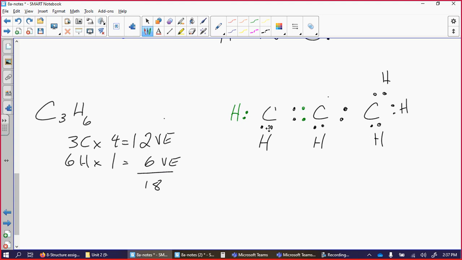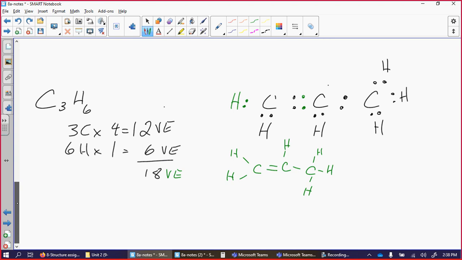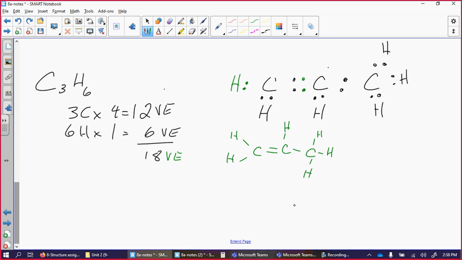So 2, 4, 6, 8, 10, 12, 14, 16, 18. We have 18 valence electrons. Carbon has 8. Carbon has 8. Carbon has 8. So that works. H, C, H, a double bond, C, H. Is everything happy now? That is an acceptable Lewis structure for that.